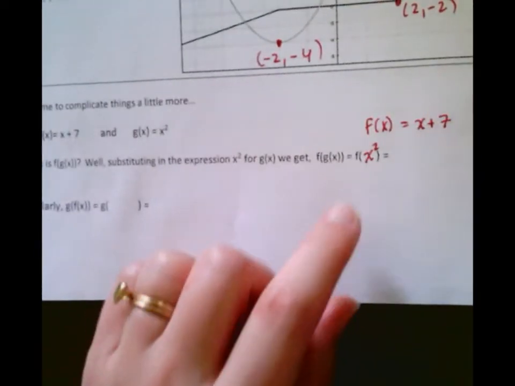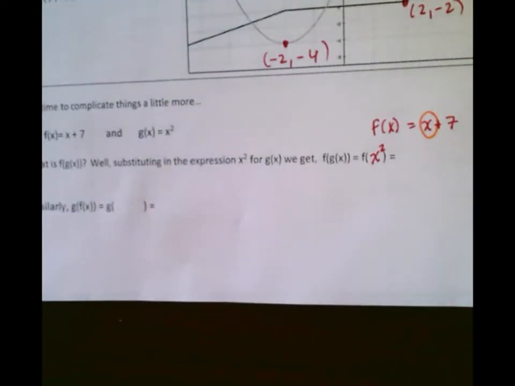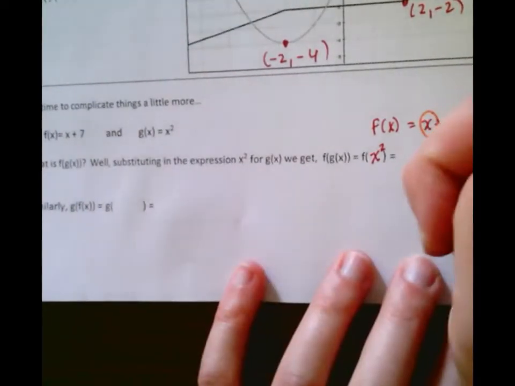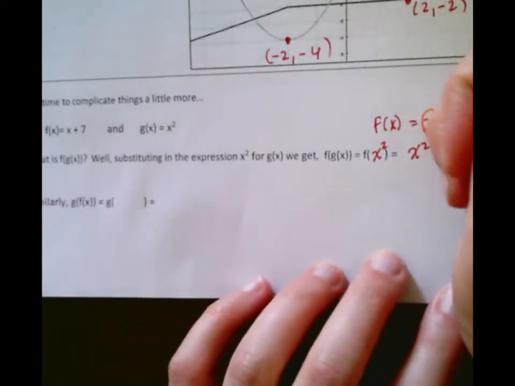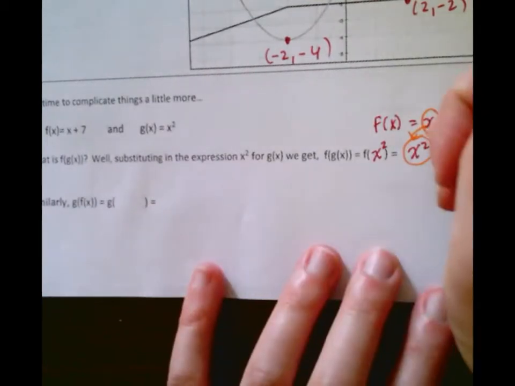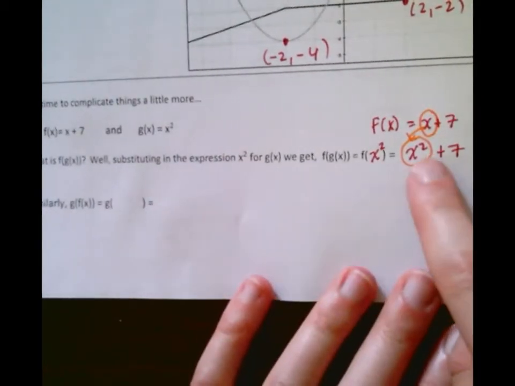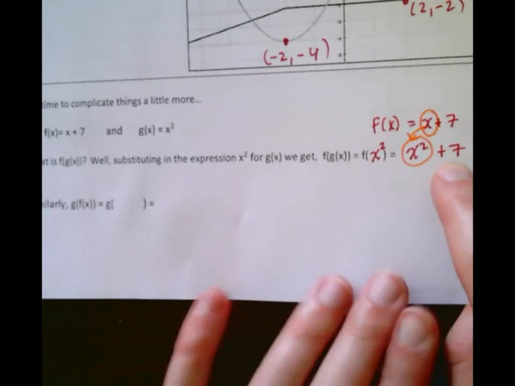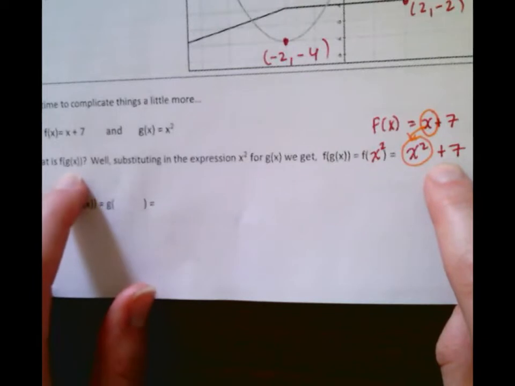And then I'm replacing the x with an x squared. So instead of that x, I'm writing x squared in that spot. So this goes to this. And then I still have a plus 7. Now I am looking to see if I can simplify, but x squared plus 7 cannot be simplified. So essentially we know that f of g of x is equal to exactly x squared plus 7.